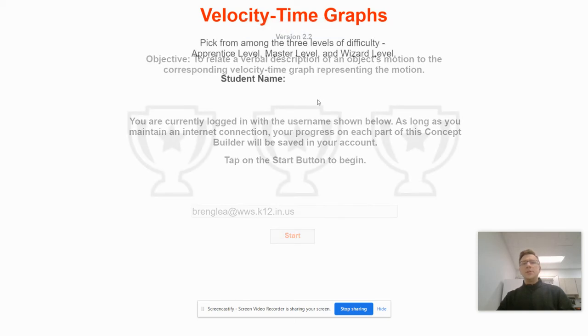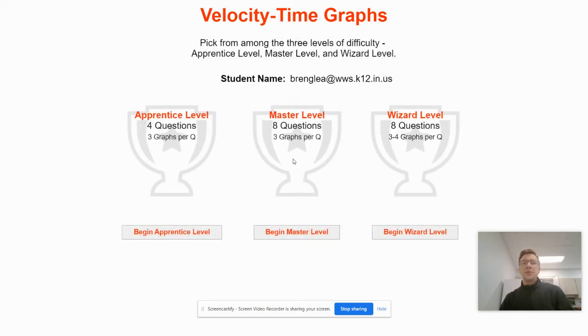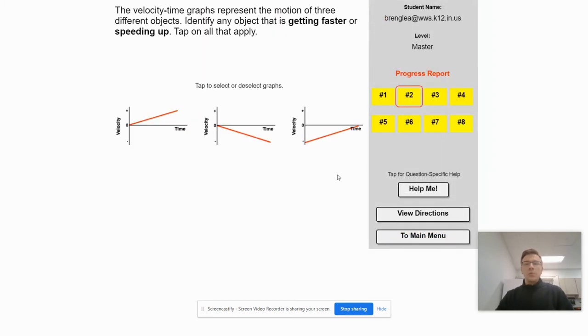Bringle, and today we're going to be going over the velocity versus time graphs concept builder on physicsclassroom.com. You will be doing all three levels. However, I'm going to skip the apprentice level because we'll cover anything that we would be doing in that level in the master and wizard levels. So we'll start here with the wizard or the master level.